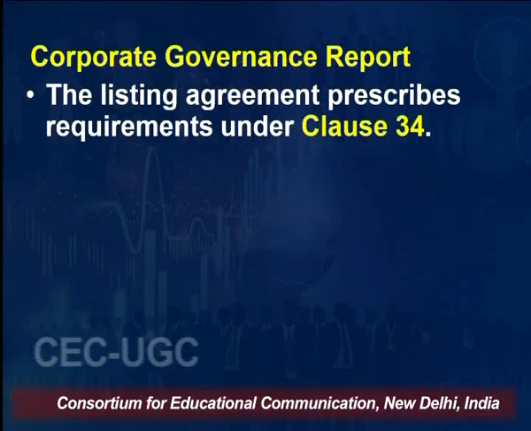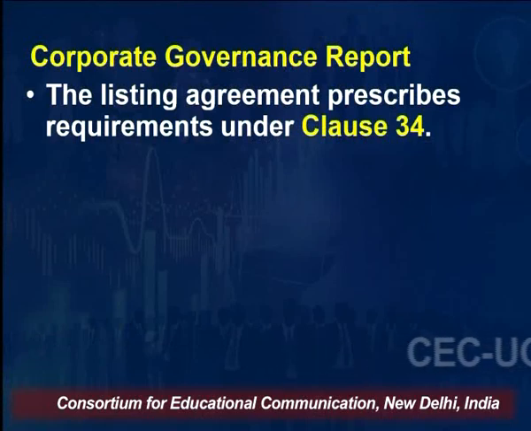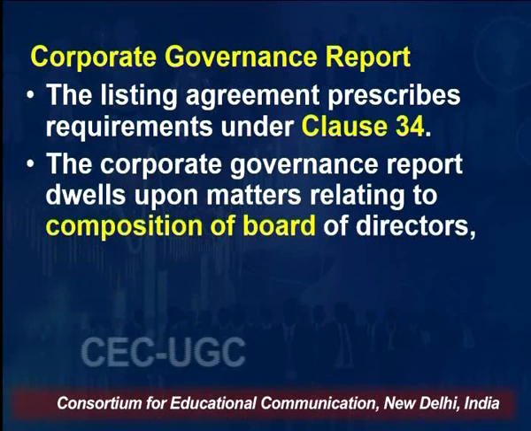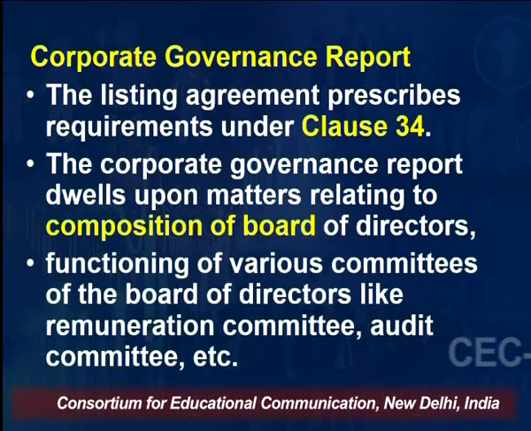After MDA, another report which is of immense importance is known as the Corporate Governance Report. In short, we call it CGR. Now, the Corporate Governance Report is also prescribed under Clause 34. So this listing agreement prescribes the requirement under Clause 34. And this Corporate Governance Report basically deals with the matters related to the composition of the Board of Directors and the functioning of various committees of the Board of Directors. For instance, you can take the example of the Audit Committee, the Remuneration Committee, or any other committee which has been formed.